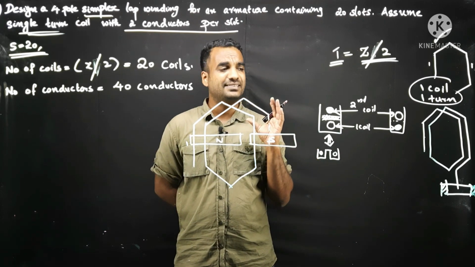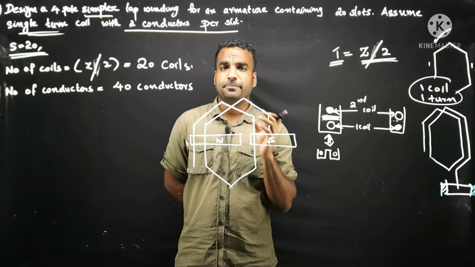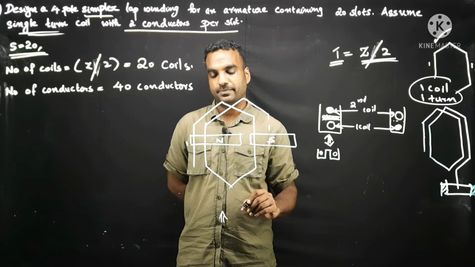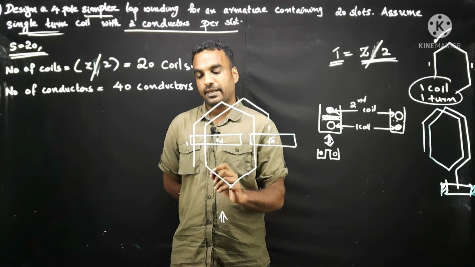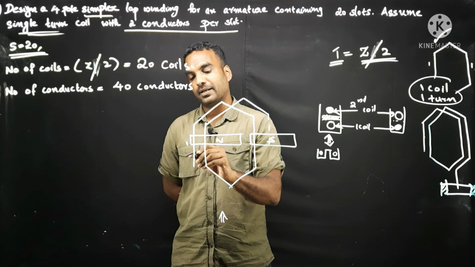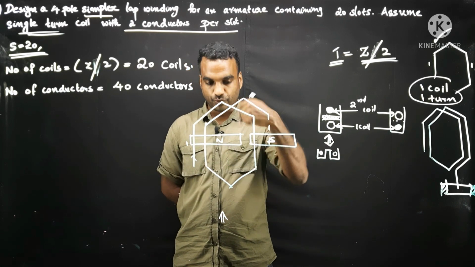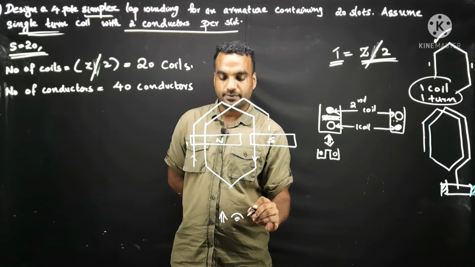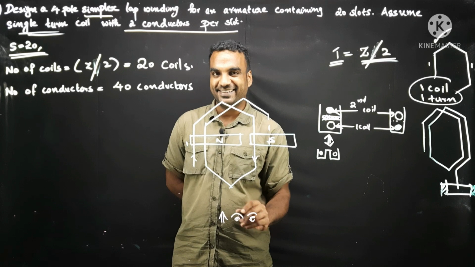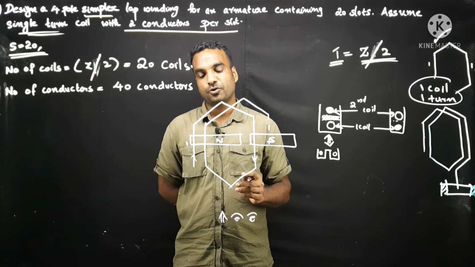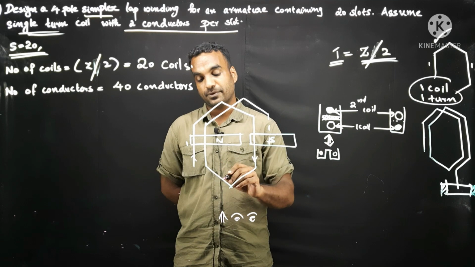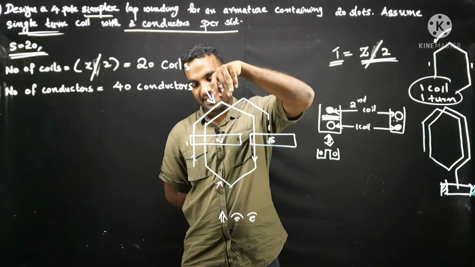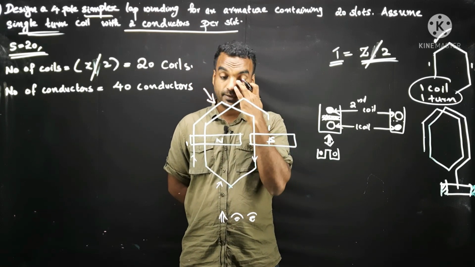If you are facing any difficulty in memorizing back pitch and front pitch, this is the thing. We are looking from this side of machine. If current is going towards inside, we will mark like this. If current is coming towards outside, we will mark like this. We are always looking from this side. So front pitch means you have to tell about this connection, and back pitch means you have to tell about the back side connection. Now I think you may get a clear idea.